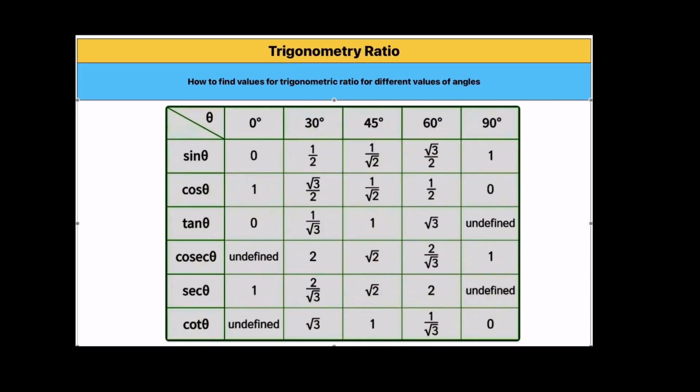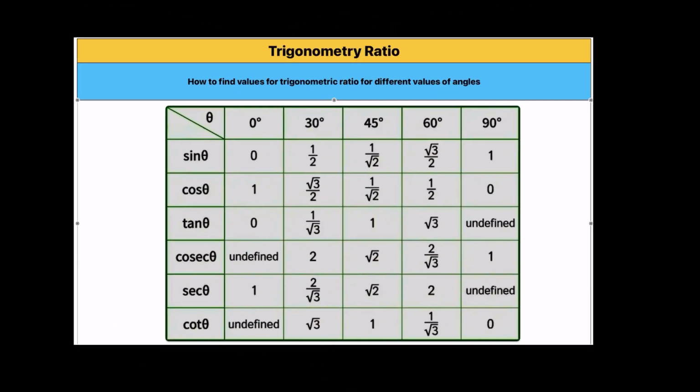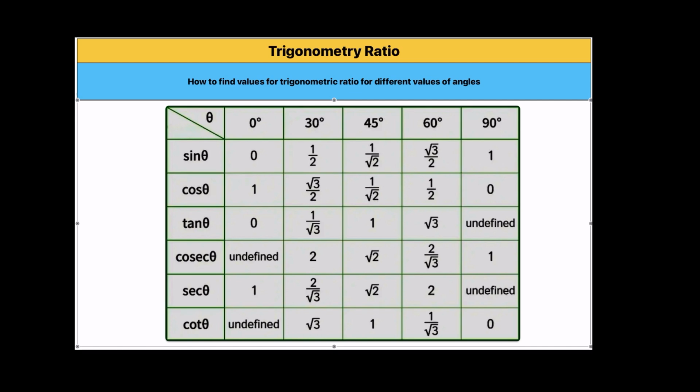Here is a tabularized summary of the trigonometric ratios for 0 degree, 30 degree, 45 degree, 60 degree and 90 degree. Make sure you remember this, which can help you in solving the numericals.